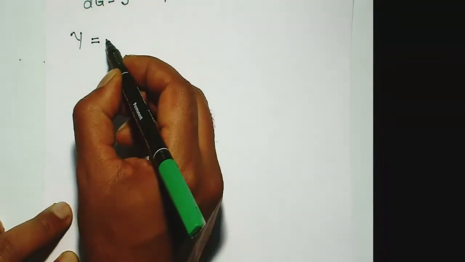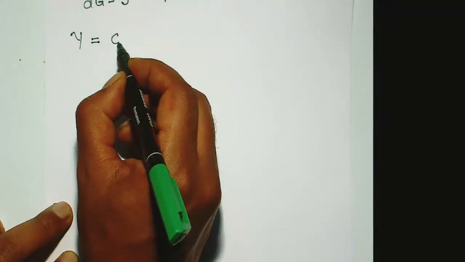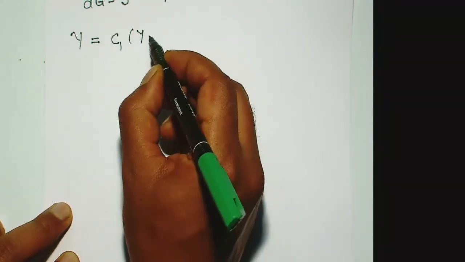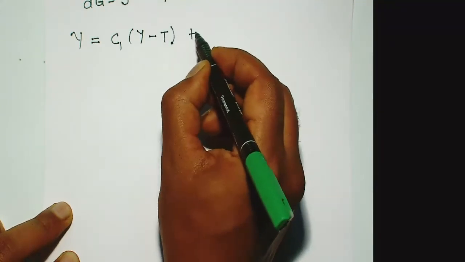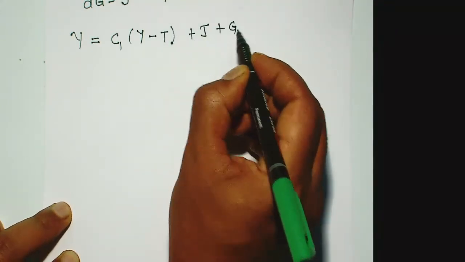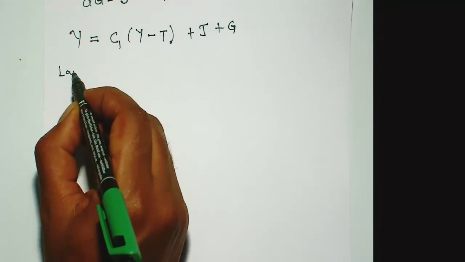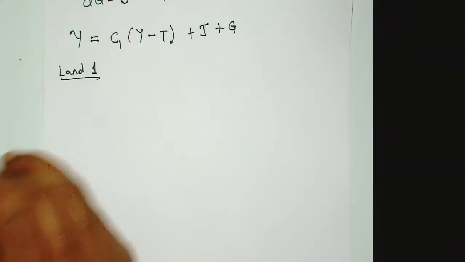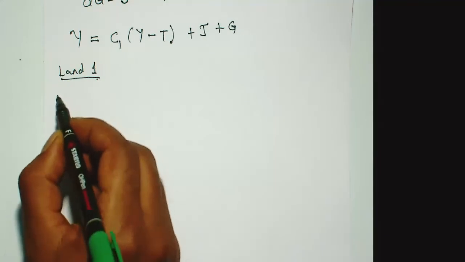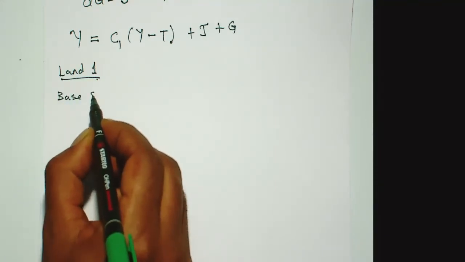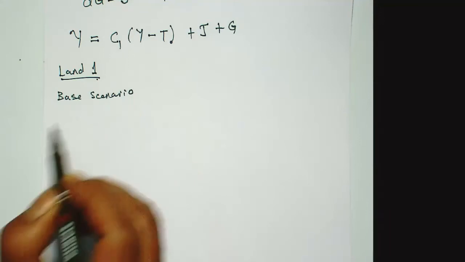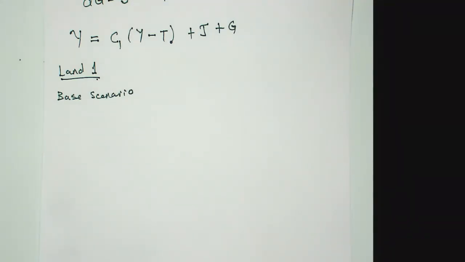So we have already seen that our domestic goods market equilibrium is given by Y equals C1 multiplied by (Y minus T) plus investment plus government expenditure G. So I would take land 1 as an example, and I would calculate the base scenario first, collecting the values from the table that we had.